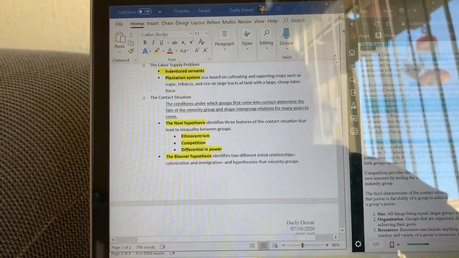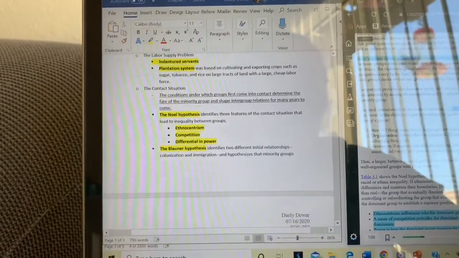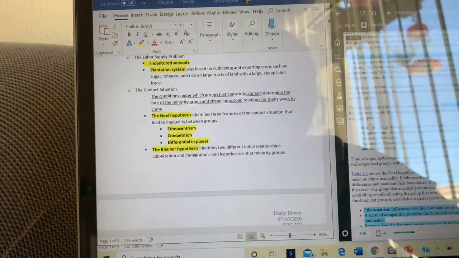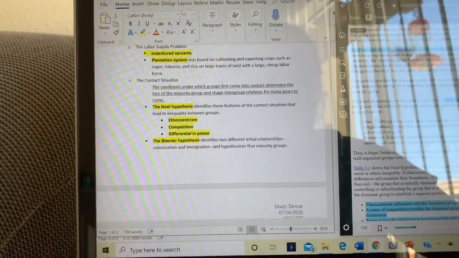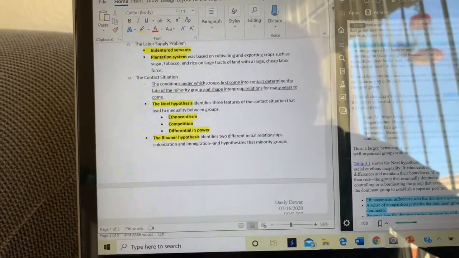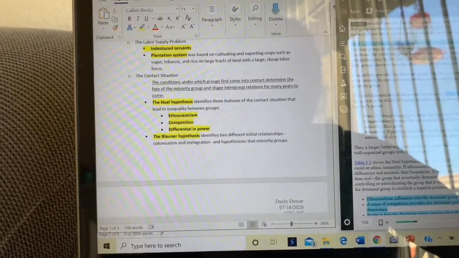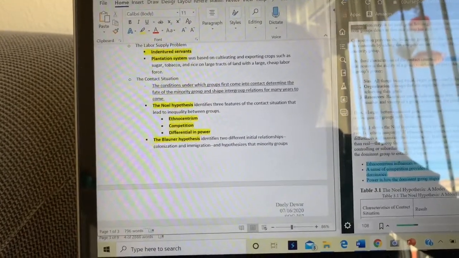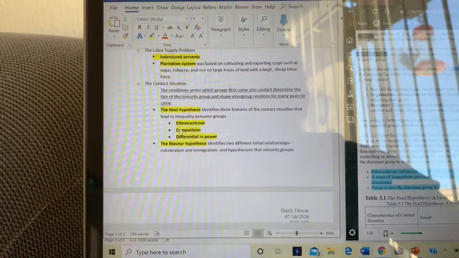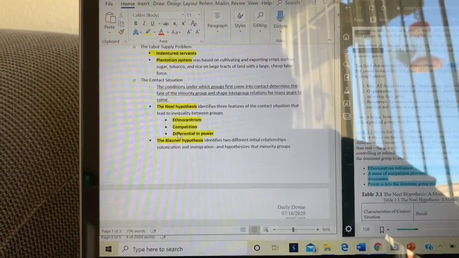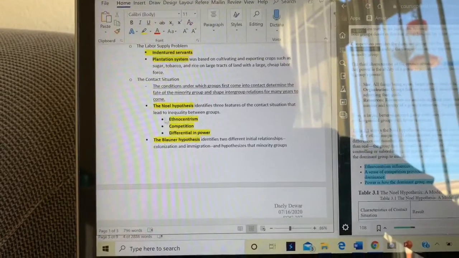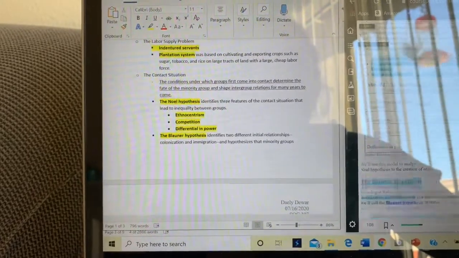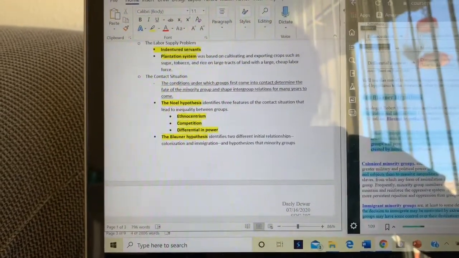The third is differential in power between the groups during the contact situation. Differential in power has three factors: size, organization, and resources. So the bigger the group, the more organized the group, the more resources this group has, like the whites took over. Because of all of these factors, competition, ethnocentrism, the null hypothesis supports this reasoning behind how slavery came about.